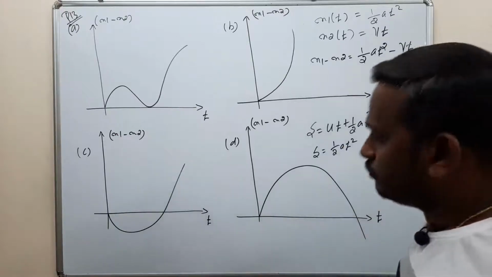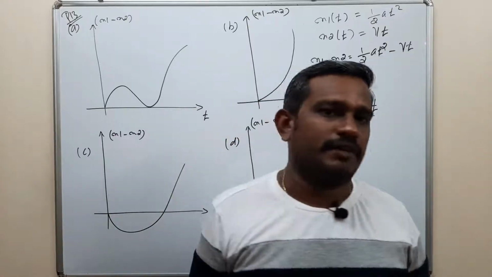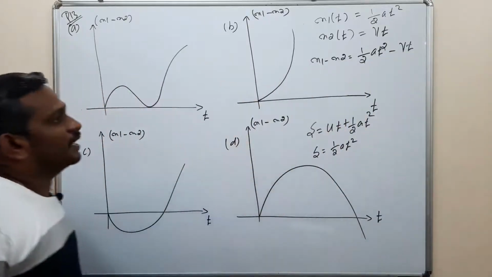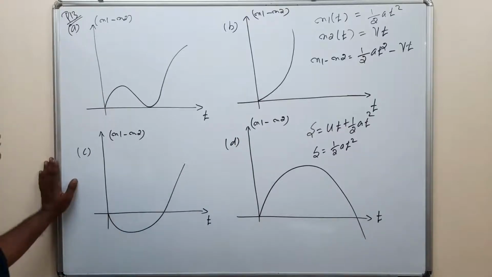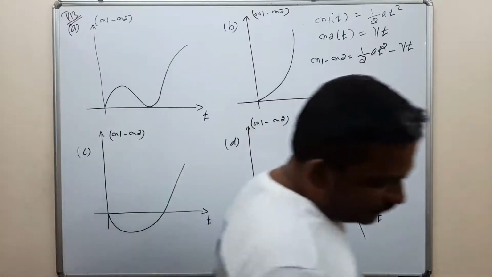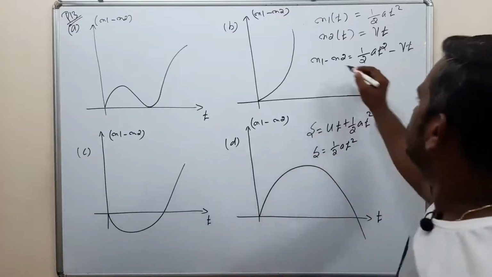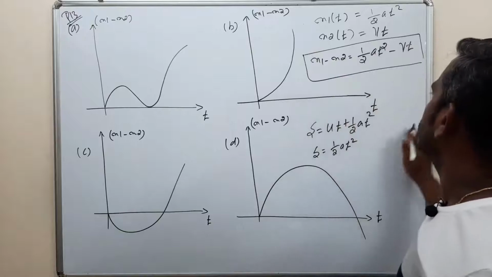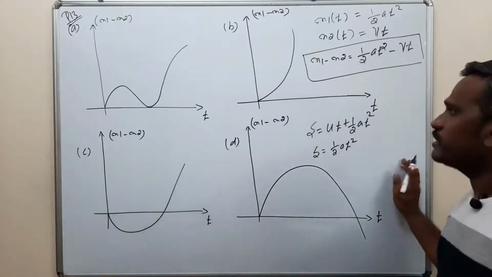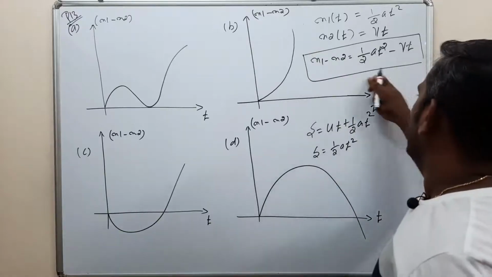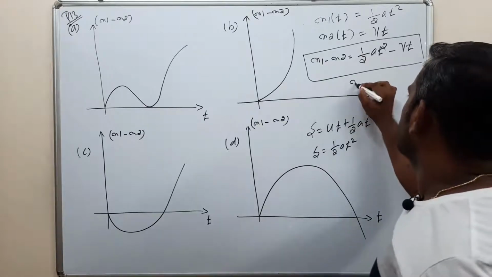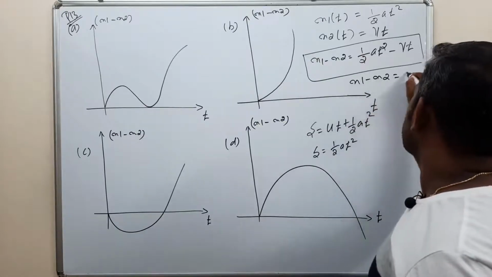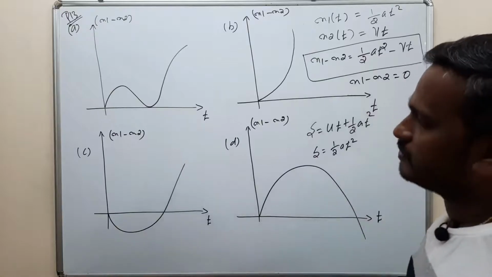If we plot the graph of x1 minus x2 against t, which one of the four graphs is the answer? The position difference of the two bodies, x1 minus x2, is given by the equation x1 minus x2 is equal to half at square minus vt. Suppose time t is equal to 0, then x1 minus x2 is equal to 0.